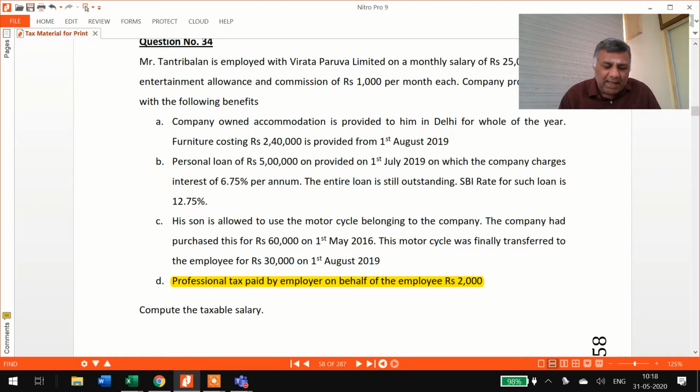Normally, professional tax is something only the employee has to pay. He has to pay to the employer and the employer in turn will pay to the government. So here it is professional tax paid by the employer on behalf of the employee. It's a monetary obligation of the employee met by the employer. So add 2000 as a perquisite and reduce the same amount, reduce 2000 from 16(3), after gross.